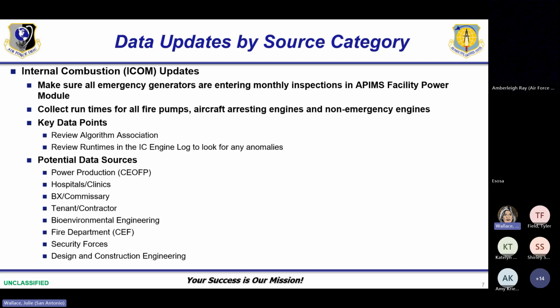Now, that is not all the internal combustion engines that you have to account for. Fire pumps are not always tracked in the facility power module. Aircraft arresting engines are sometimes not captured in there, okay? And then also if you have non-emergency engines. There are not as many of those around, but do make sure that you account for your fire pumps and barrier engines, okay? And if you don't know if you have aircraft arresting engines, if you have fighter planes at your base, you have aircraft arresting engines, okay? So general rule of thumb.